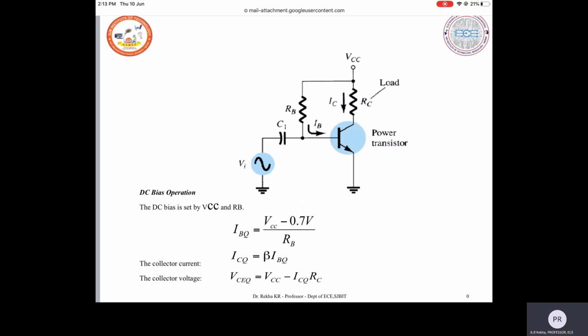The collector voltage can also be written in terms of the collector current, where you represent VC, the collector voltage with respect to ground. So we can say VCEQ. How to find VCEQ? Apply KVL at the output: VCC minus ICQ RC minus VCEQ equals 0. Taking VCEQ to the left-hand side, VCEQ equals VCC minus ICQ into RC. Can I write like this? It is clear.